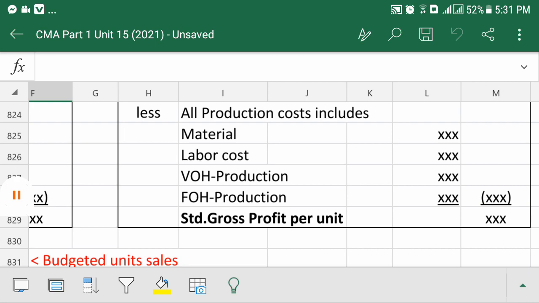Mix variance plus or minus will be yield variance, equal to mix variance and volume variance. So the standard profit: if variable costing, standard profit is equal to budgeted contribution per unit, and if absorption costing, standard profit is equal to budgeted profit per unit. Here it is saying that if the variable costing system is used to prepare the income statement, then it is equal to the budgeted contribution per unit, and if absorption costing, standard profit is equal to the budgeted profit per unit.